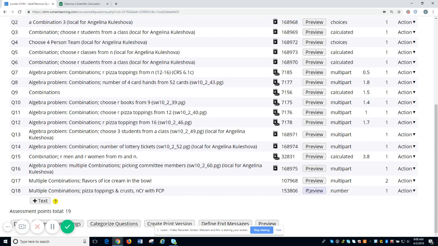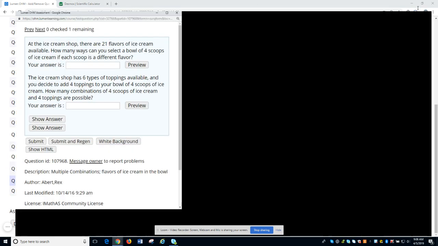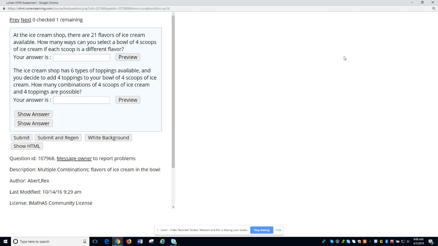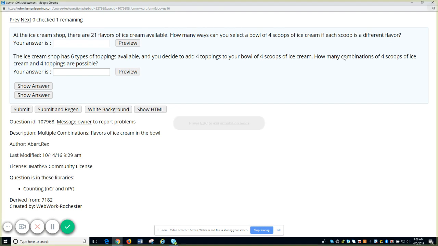We are doing this problem. So we have an ice cream shop that has 21 flavors of ice cream available. That means that's our total number of ice cream flavors. And we're trying to select a bowl with 4 scoops. That's going to be our subset.